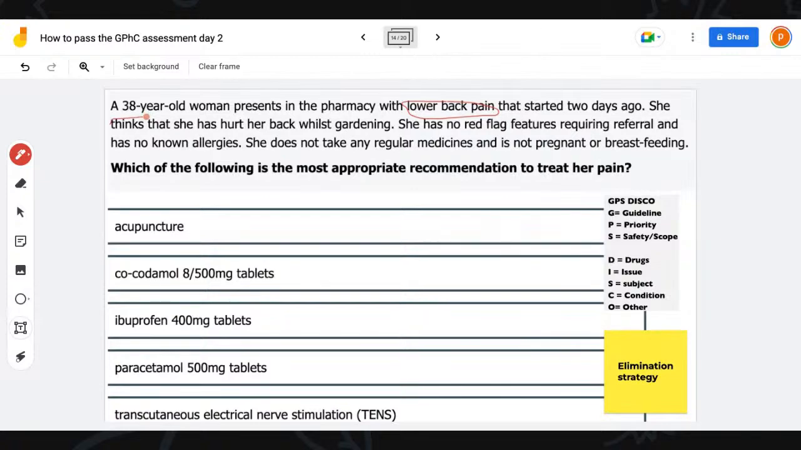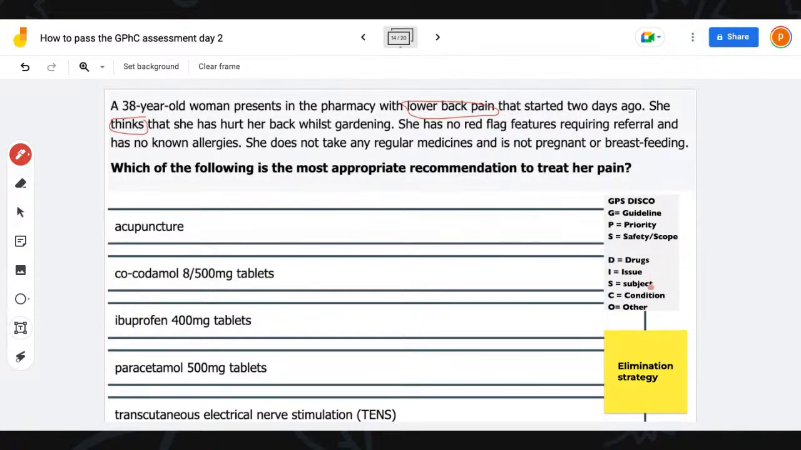When someone says "I think", then it's not that bad, right? So the language is important. She thinks that she has hurt her back whilst gardening. No red flags. Nothing, no allergies. She takes no medication. She's not pregnant. She's not breastfeeding. It's a simple scenario for us.